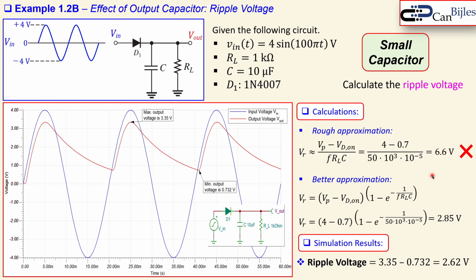So what we have seen in this example 1.2a and b is that by making the capacitor smaller, you definitely make your ripple larger. And for your calculation of the ripple, you really need to be careful when you want a more accurate result, and that means using this exponential decay formula. Okay, that is for this analysis.